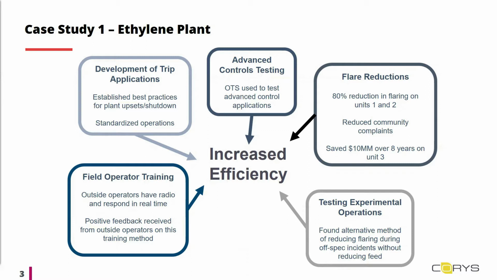All the panel operators also had an opportunity to provide input on the new procedures and try them on the simulator. And the end result was a significant reduction in flaring and fewer community complaints of flaring noise. And they ultimately saved $10 million of what would have been lost revenue due to flaring over an 8-year period. Another example of this is the development of trip applications.